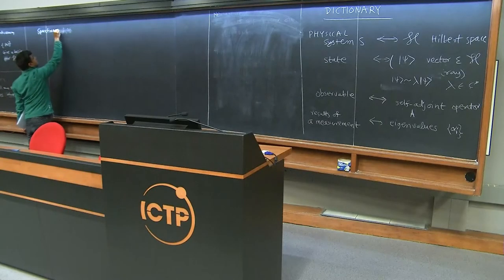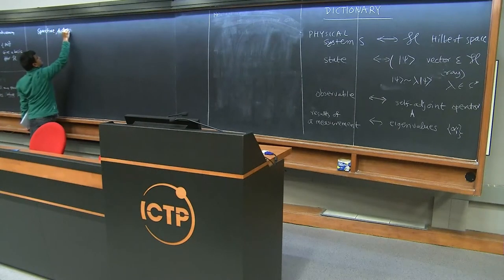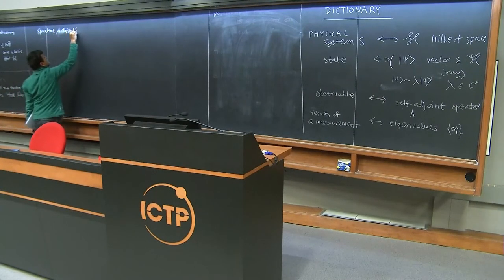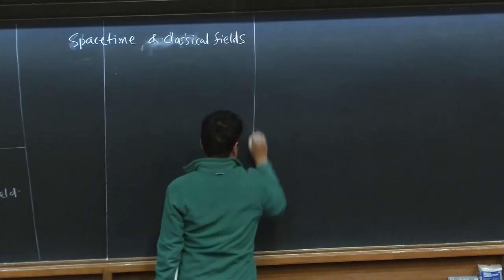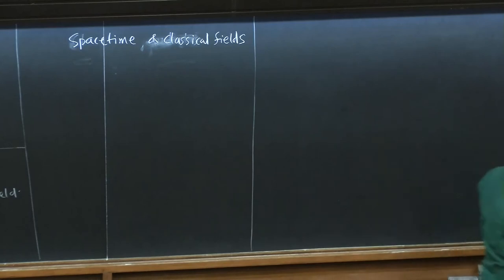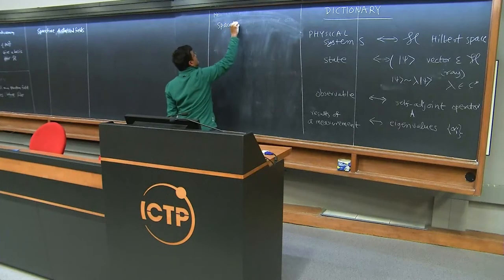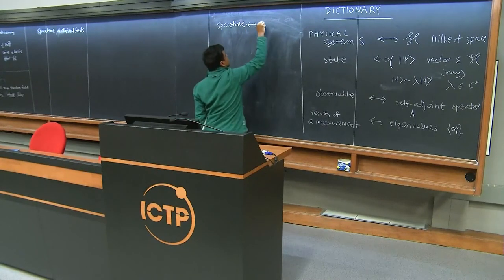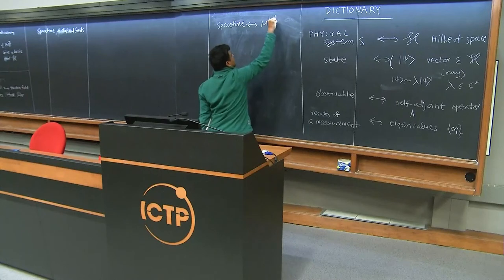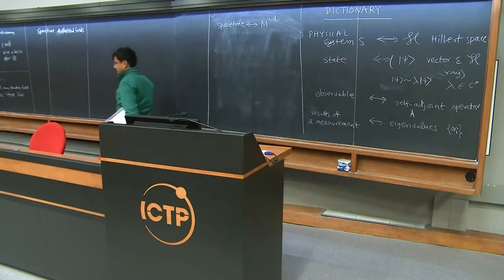And classical fields. So space-time, as we will see, is going to be a pseudo-Riemannian manifold, M1D. Let me explain that a little bit.